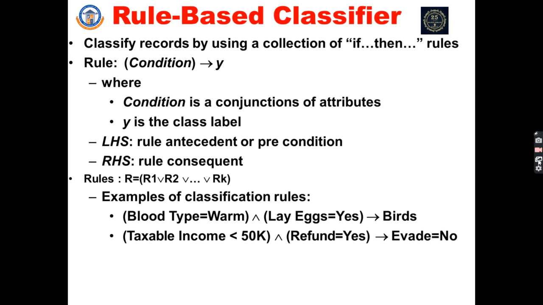And let's see an example of a classification rule. If the blood type is warm and it lays eggs, then it will be considered a bird. If the taxable income is less than 50,000 and refund is yes, then we will classify it as no.